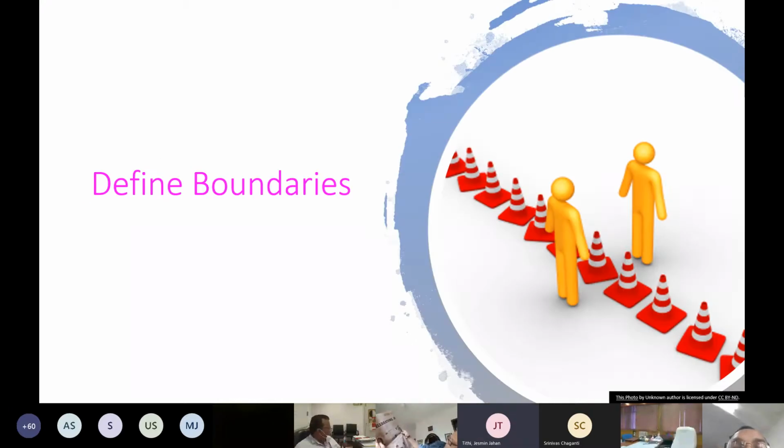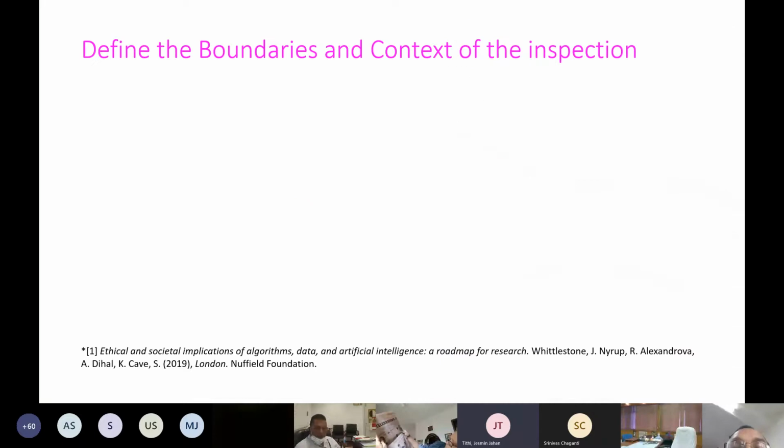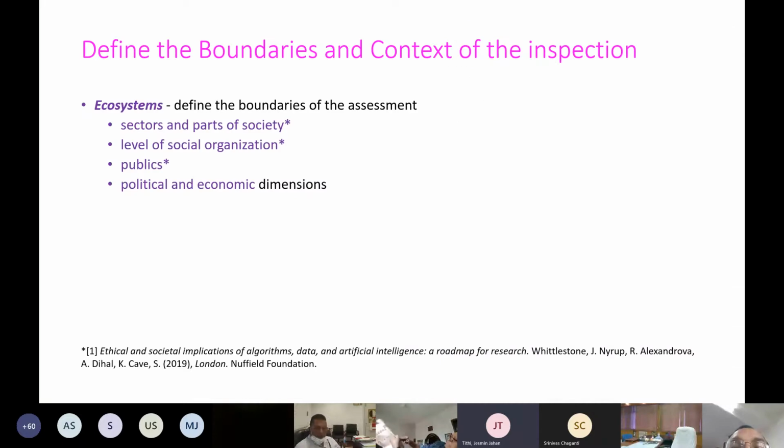Next, we also define the boundaries of the inspection, where we define the ecosystem of the inspection itself, and that includes sectors and parts of the society involved, levels of social organization which will be impacted by the AI, the publics, and the political and economic dimensions of the inspection, as well as the AI.